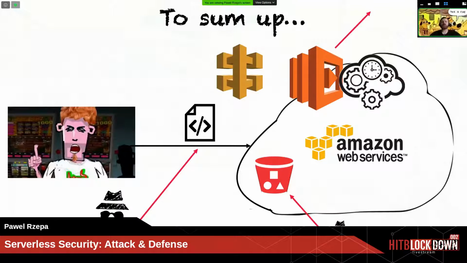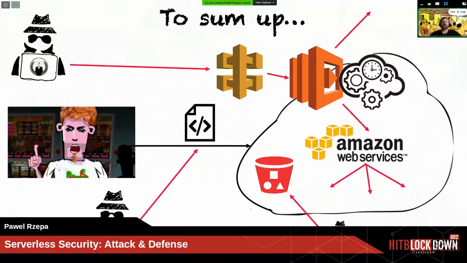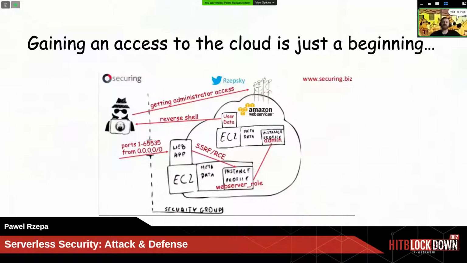And people are often not aware that those secrets are stored in plain text, and everyone in their organization with S3 read has access to this. And finally, we went through the over-permissive roles. Often hacking just one function is enough to compromise your whole infrastructure because of privilege escalations and things like that, because gaining access to the cloud is just the beginning.